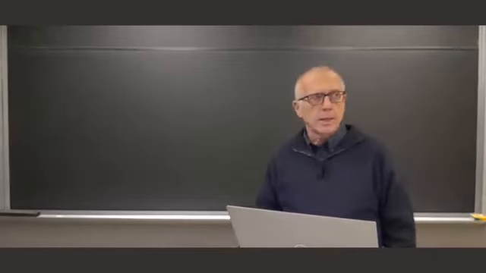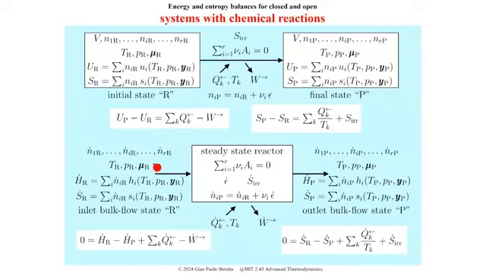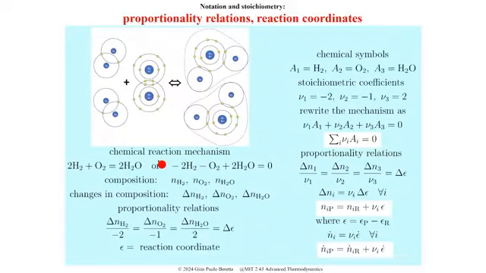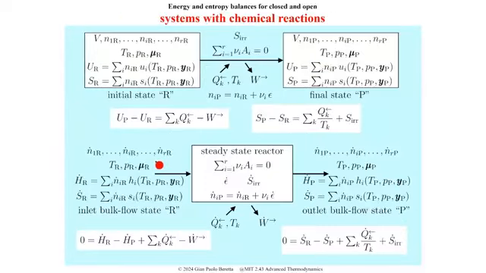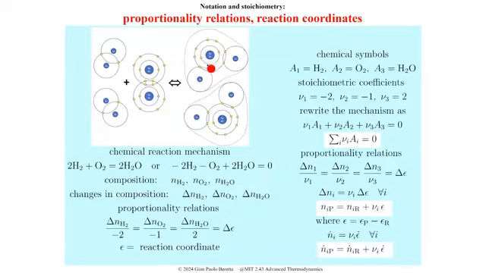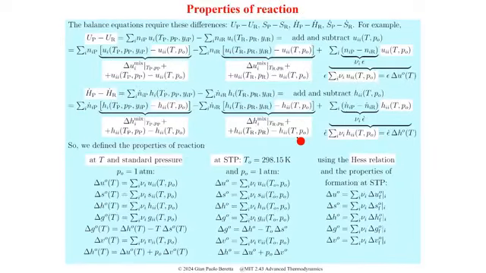important. And they have the feature that we need to deal with the fact that the composition changes now, because as the process proceeds, we have a chemical reaction in place, one or more chemical reactions in place. We introduced the notation for stoichiometry and the proportionality relations.